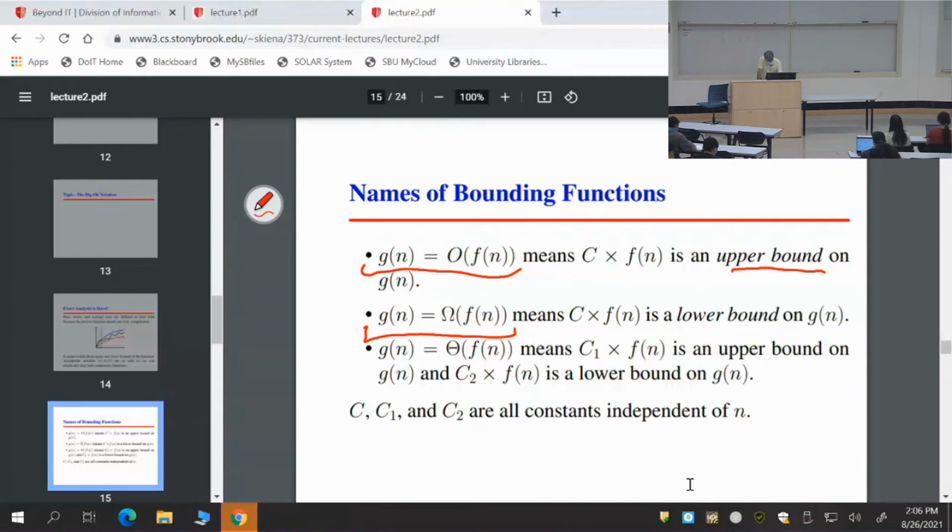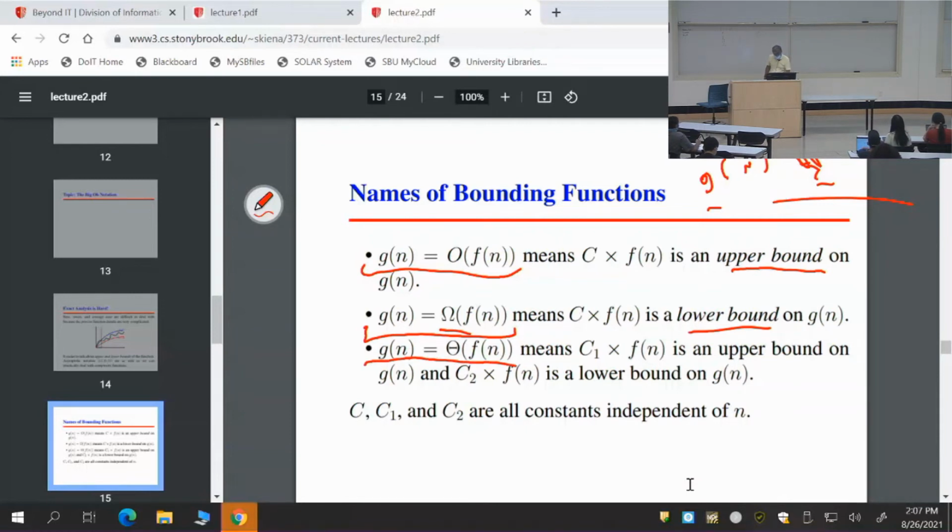Some way to think about it, what does the first one mean? It means that basically g of n is less than or equal to C f of n. So this is what the big O means: if g of n is big O of f of n, it means that g of n is less than C times f of n. That means that f of n is an upper bound. If we have, on the other hand, C times f of n less than g of n, then we've got a lower bound, and that's the omega thing.